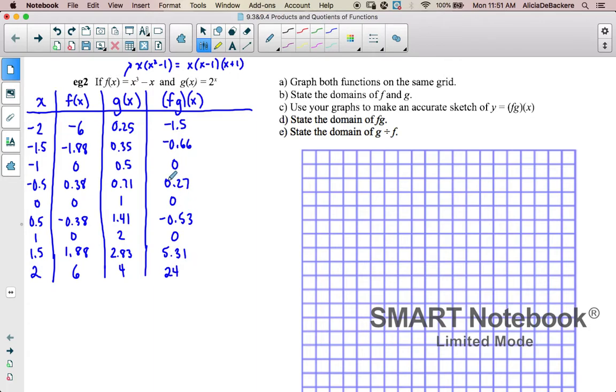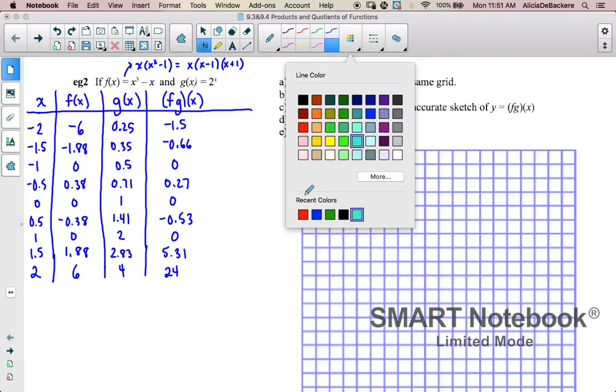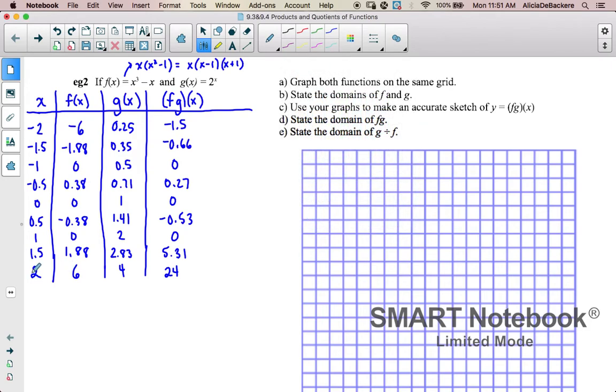Okay, so when I look at these values, what I notice is this last one is enormous, and all my other y values are somewhere between -6 and 5. So I'm not going to graph that last value. I'm going to just cross it off my list. I'm not going to worry about it. And since I'm doing that with the 2, I'm probably not going to worry too much about the -2. I could graph g and f times g for -2, but I'm probably not going to worry about f.